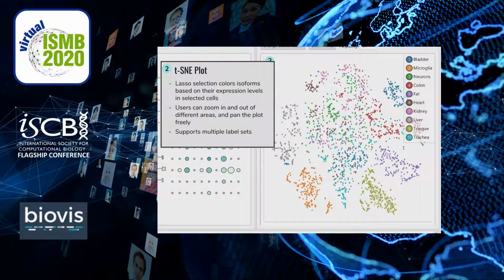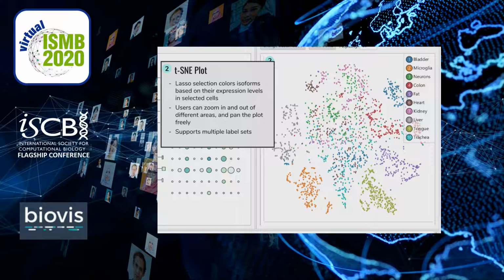The t-SNE plot is completely interactive, allowing users to zoom in and out of different areas and pan the plot freely. Cells are selectable via lasso selection. When a user selects a group of cells, the isoforms are colored according to their average expression in the selected cells only, and the dot plot is generated from the selected cells only as well.